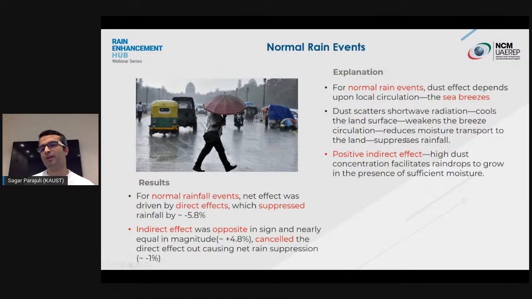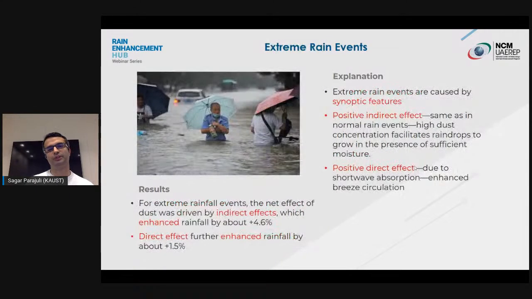Well, for normal rain events, dust effect depends upon local circulation, as I explained before. So dust scatters shortwave radiation, cools the land surface, weakens the breeze circulation, reduces moisture transport to the land, and thus suppresses rainfall. And why positive indirect effect? It's because high dust concentration facilitates raindrops to grow in the presence of sufficient moisture.